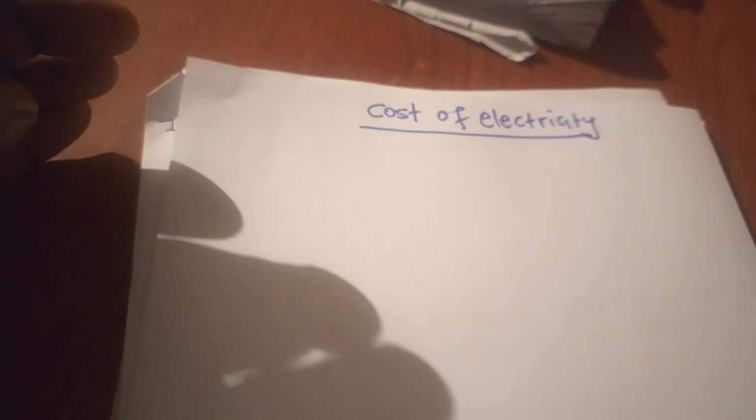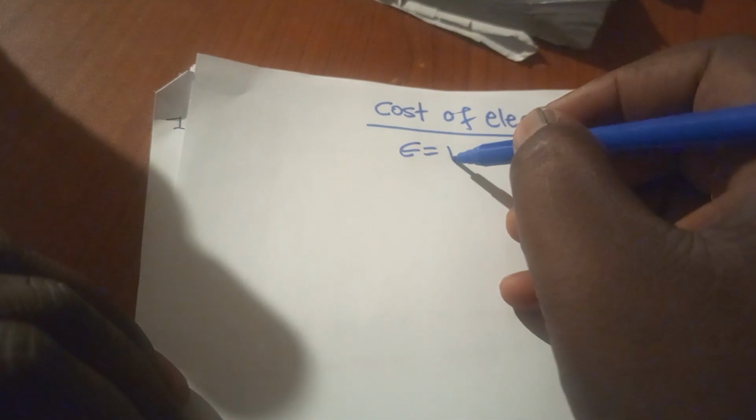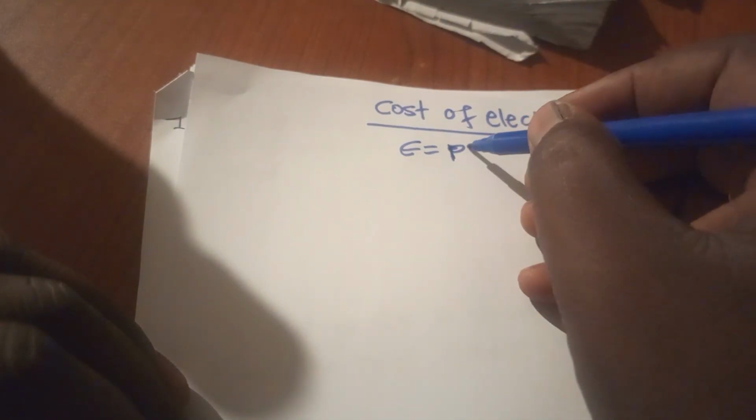So today I want us to look at the cost of electricity. This is physics and the cost of electricity. When we talk about cost of electricity, we need to take note of the following. The first one is the formula for energy, which is energy is equal to power times time.